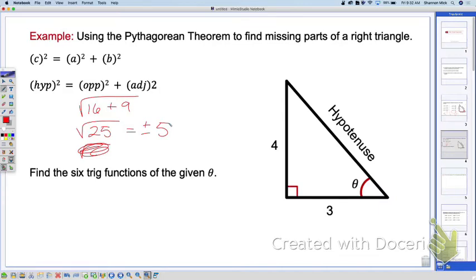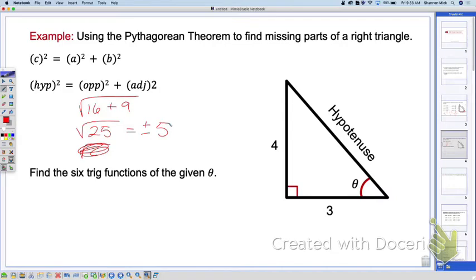Wait, can my legs be negative? Yes, because which quadrant? My legs are x's and y's, correct? So I can be in a negative quadrant for those. Hypotenuse is a distance, and distance can never be negative. If I was finding a leg, I need to know what quadrant I'm in to decide whether it's positive or negative.